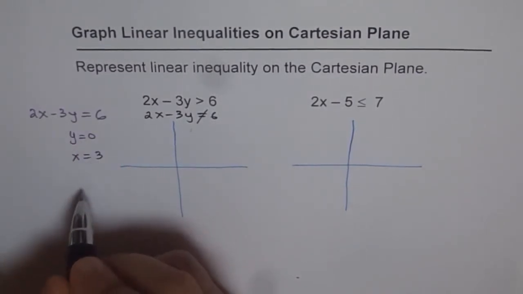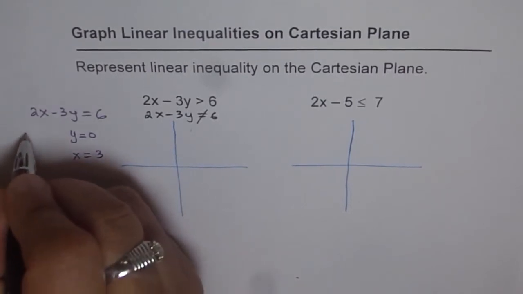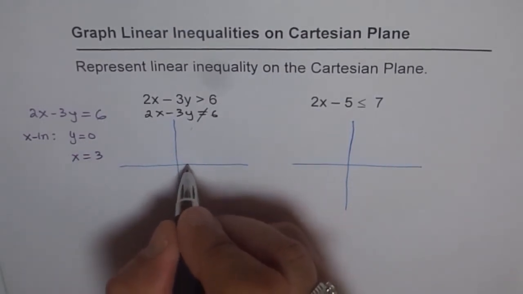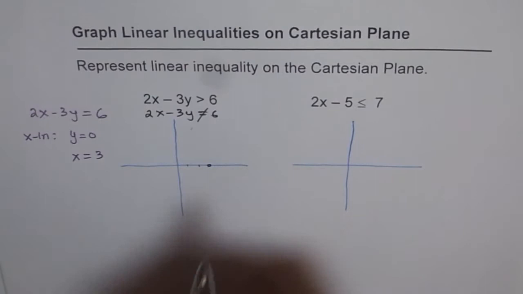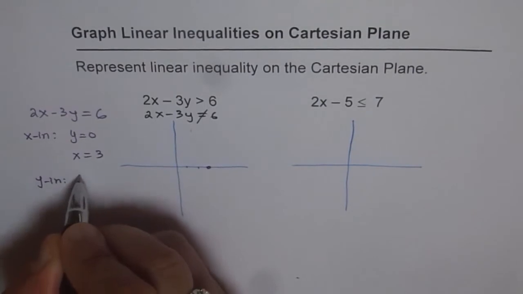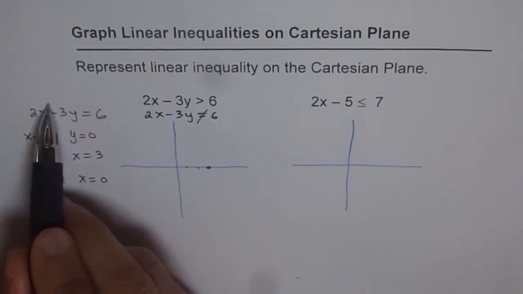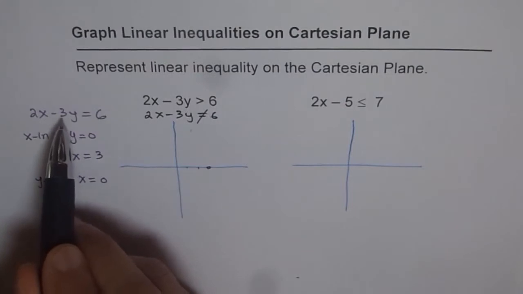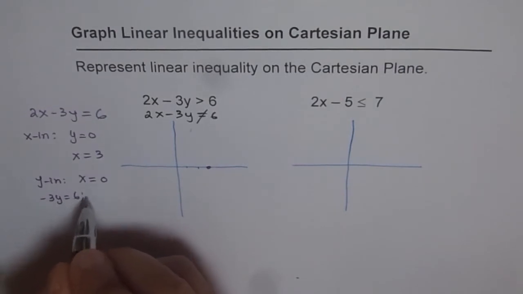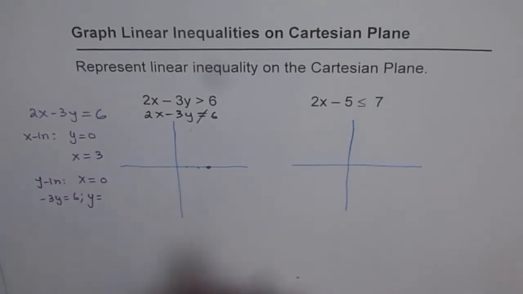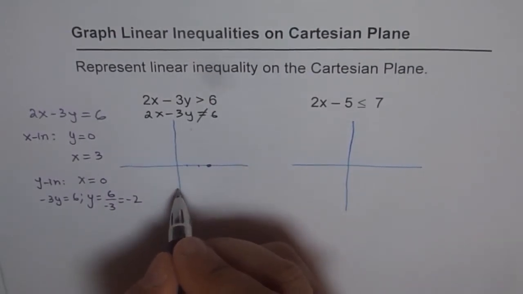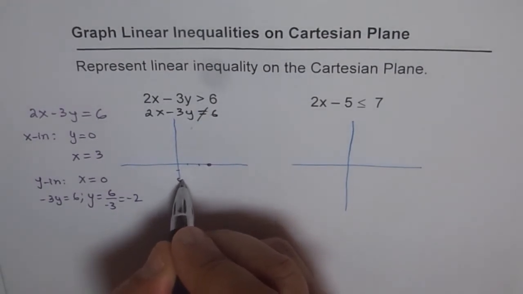So that is my X-intercept, right? So x equals 3, let's say 1, 2, 3. That is the point we are talking about. Now let's find the y-intercept. To find the y-intercept, I will plug in x equals 0. When I plug in x equals 0, this becomes 0, and I'm left with minus 3y equals 6. That means y equals 6 divided by minus 3, which is minus 2. That means 1, 2. Right? So that is the point we're looking for.